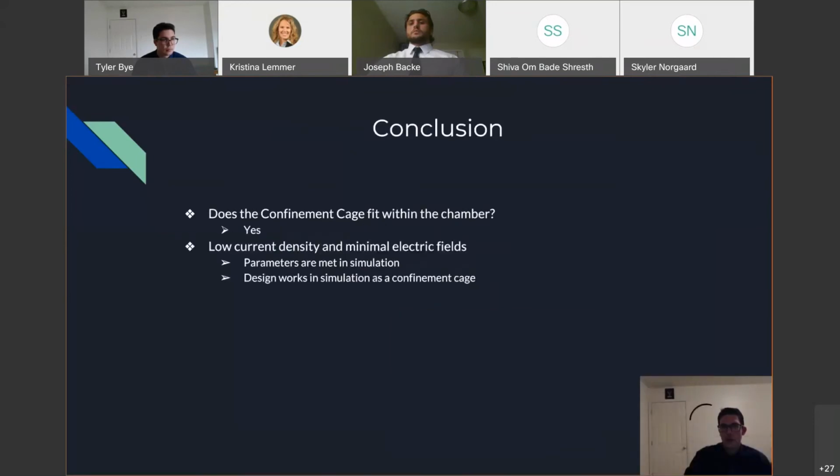There were a couple of parameters that had to be met before we could actually give this design the go-ahead to be built next year. The first parameter, and probably most practical of all the parameters, is that the confinement cage has to fit within the vacuum chamber. On top of that, there were a couple of electrical parameters we needed to meet, mainly low current leakage and minimal electric fields or minimal magnetic fields.